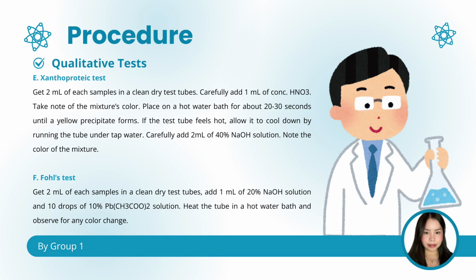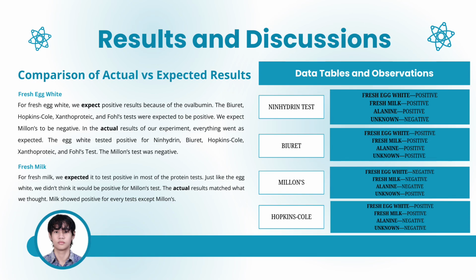Add 1 ml of 20% NaOH solution and 10 drops of 10% Pb2+ solution. Heat the tube in a hot water bath and observe for any color change. Comparison of actual versus expected results.